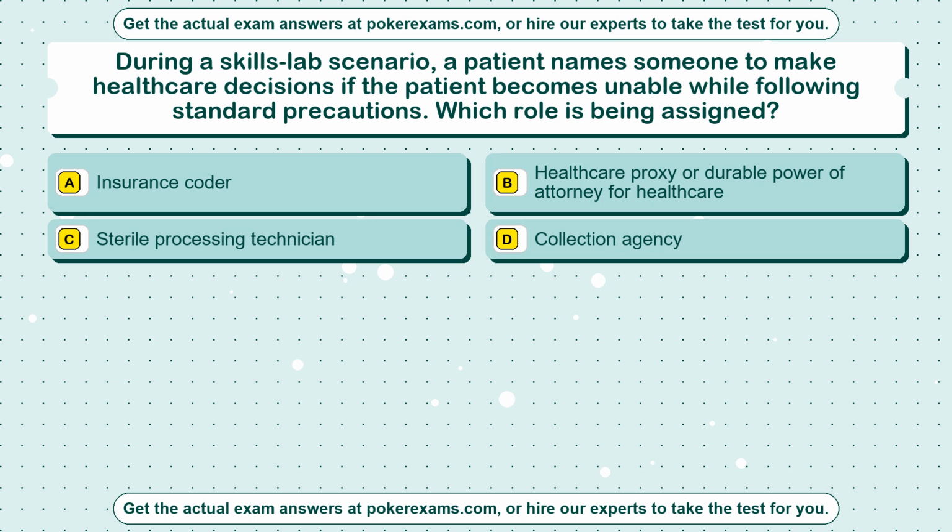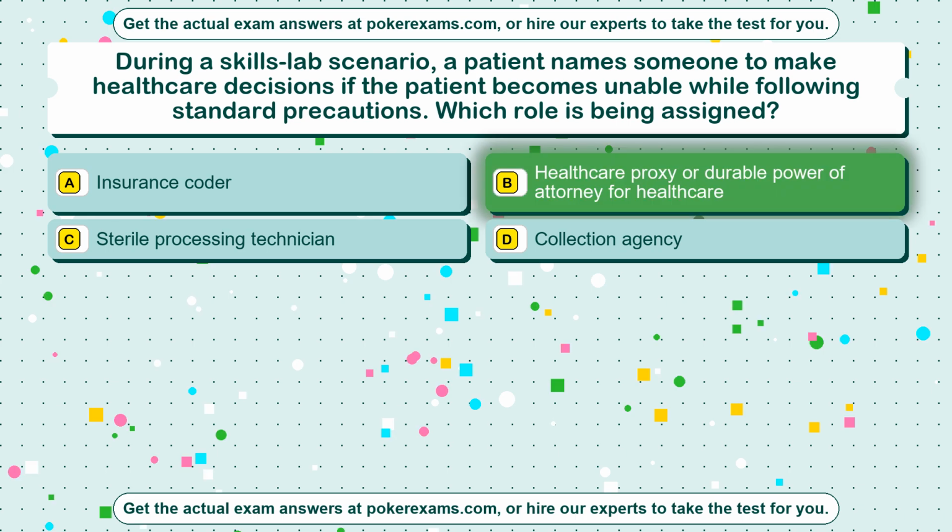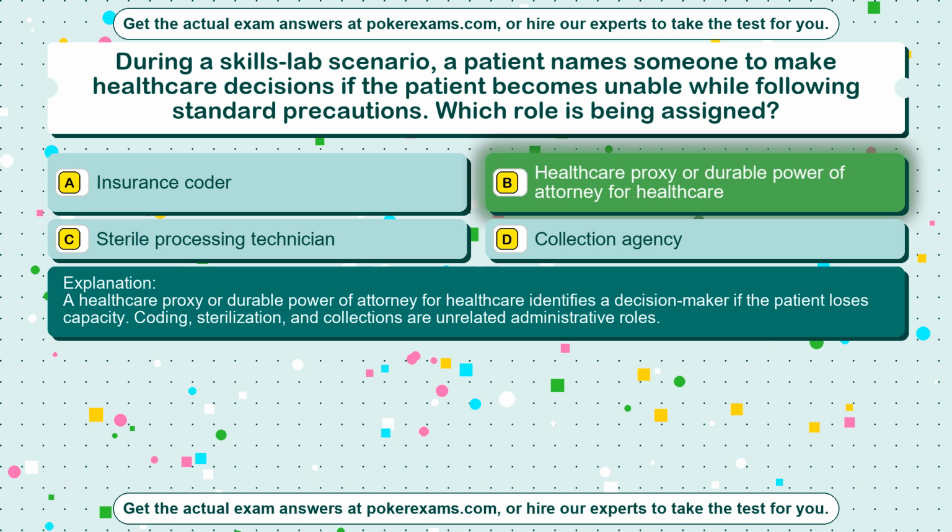Option D, collection agency. The correct answer is option B, healthcare proxy or durable power of attorney for healthcare. A healthcare proxy or durable power of attorney for healthcare identifies a decision maker if the patient loses capacity. Coding, sterilization, and collections are unrelated administrative roles.